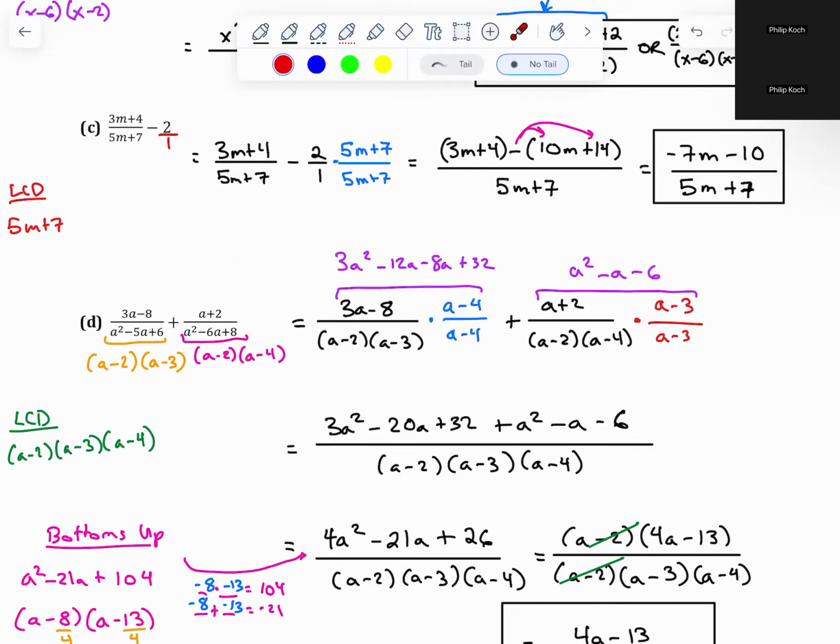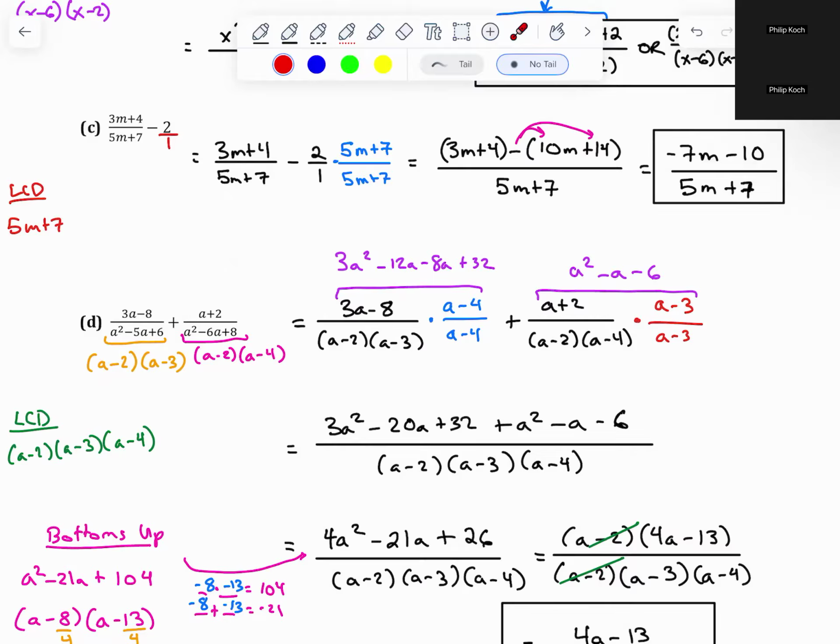Part D, we need to know the factorizations of the denominators, which are a minus 2 times a minus 3 and a minus 2 times a minus 4. So the LCD is the culmination of all the different factors raised to the highest powers that we see. So in this case, that would be a minus 2 times a minus 3 times a minus 4. Then, to get them to have the same denominator, we need to multiply them by what they're missing. Cleverly multiplying by what they're missing. The first fraction is missing an a minus 4.